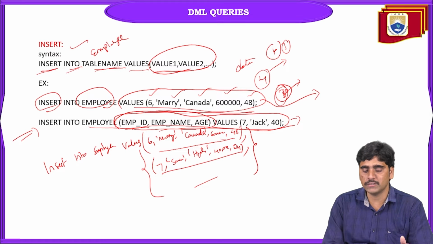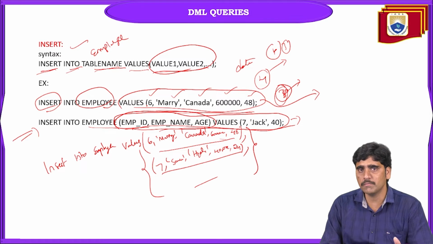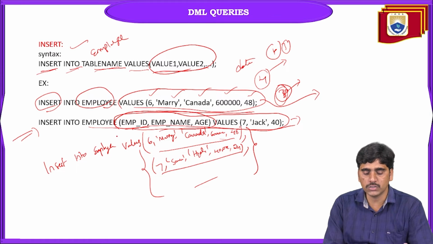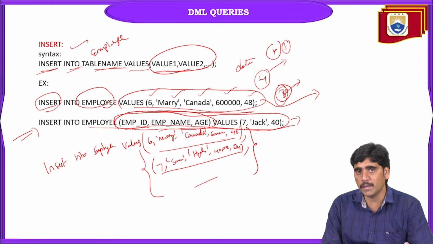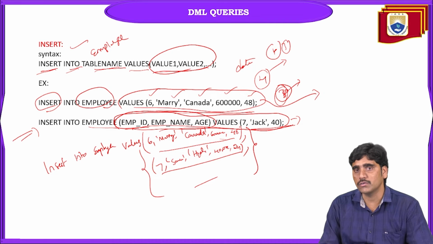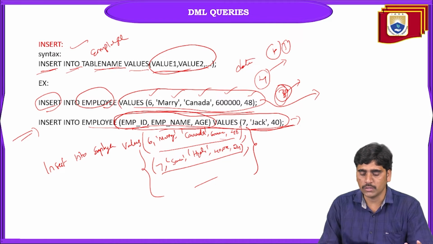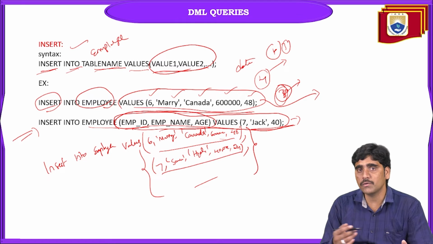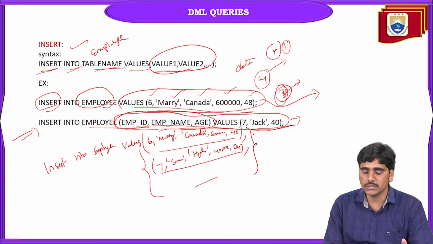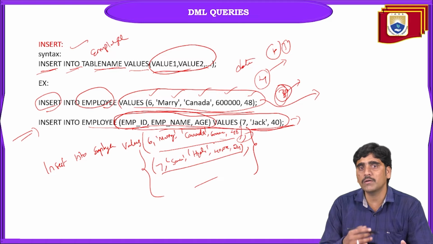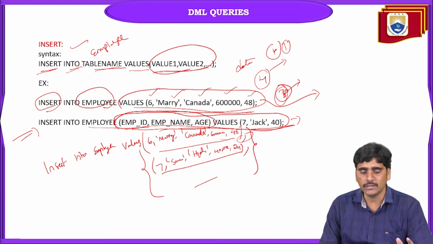One is directly you can mention insert into table name values of, but those values should match the columns size. And the second one is insert into employee with the column names. However many columns you want to insert, just mention those columns, then values of, and mention those values. And if you want to insert multiple values at the same time, you can use this comma separator to insert more and more values. So this is the way you can do the insert operation.